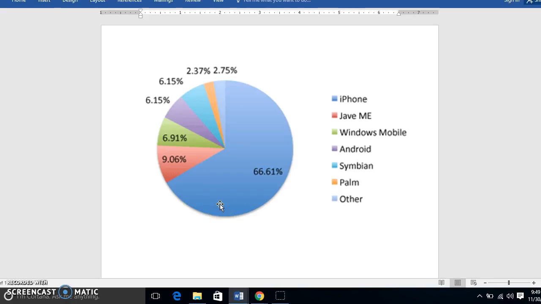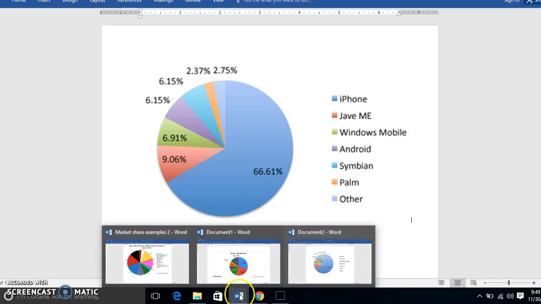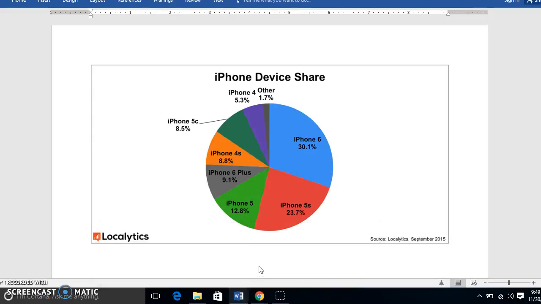Now, if you look at these numbers, actually they are from 2015. If you look at 2012, Android phones actually owned the market. So there has been a really big change from Android being one of the most popular to now iPhones being one of the most popular as far as cell phones being used in the United States. This is the iPhone device share.